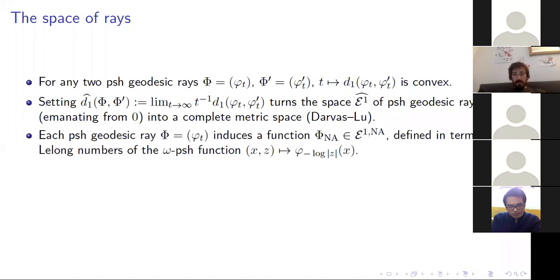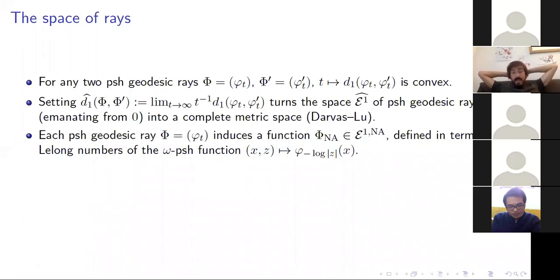But this comes from work with Berman and Jonsson, in which we explored this relation. So in one direction, if you start from a PSH geodesic ray, you can attach to it a function in the space E1, the space of non-Archimedean finite energy functions, so the space E1 NA.